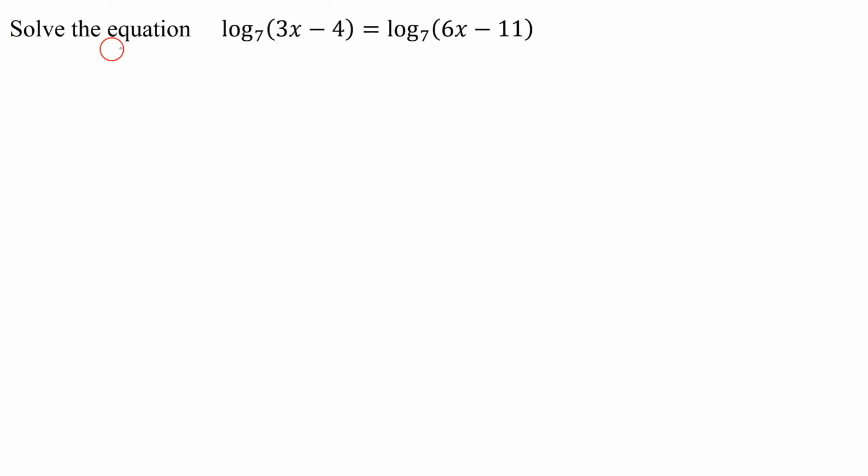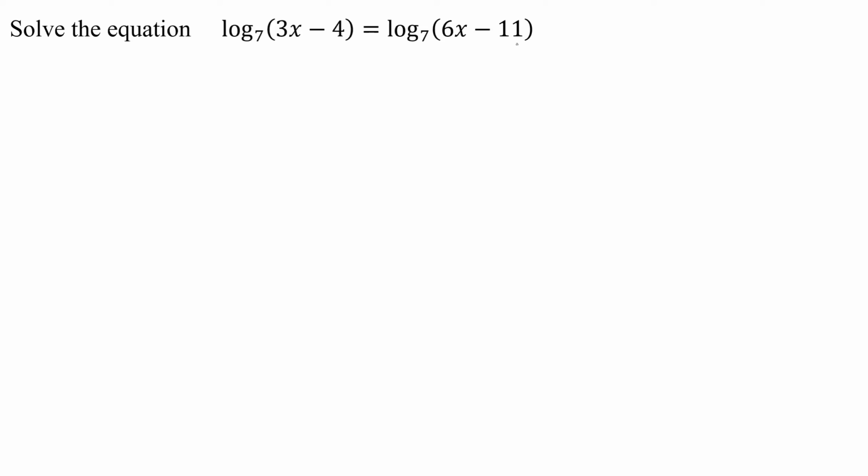In this example, we need to solve the equation log to the base 7 of 3x minus 4 equals log to the base 7 of 6x minus 11. Well, what type of equation do we have here? It contains logarithms. And how many logarithmic terms are there in this equation? There's one on the left-hand side and one on the right-hand side. So there are 2 logarithmic terms.